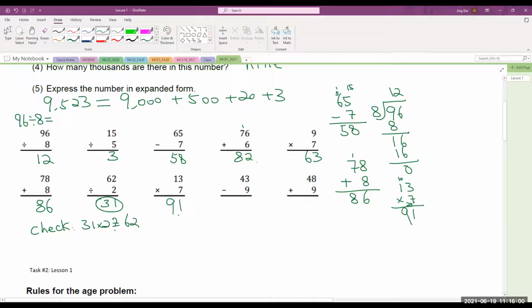Next one, subtraction. Who wants to do it? 43 minus 9. Kevin, go ahead. 34. 34.